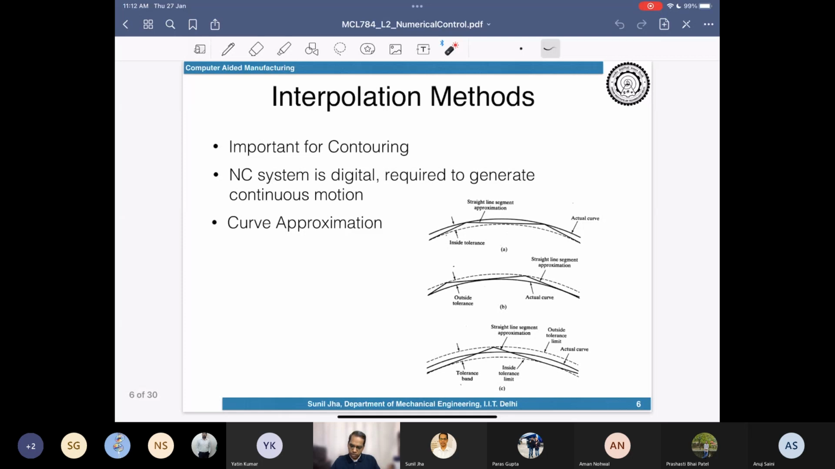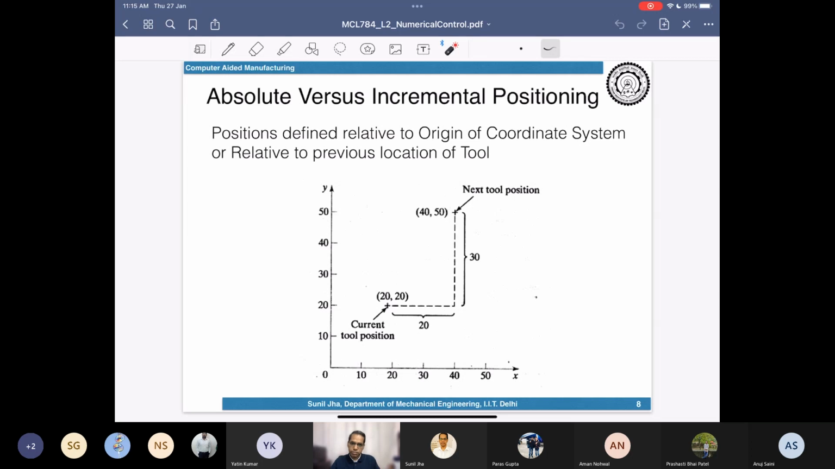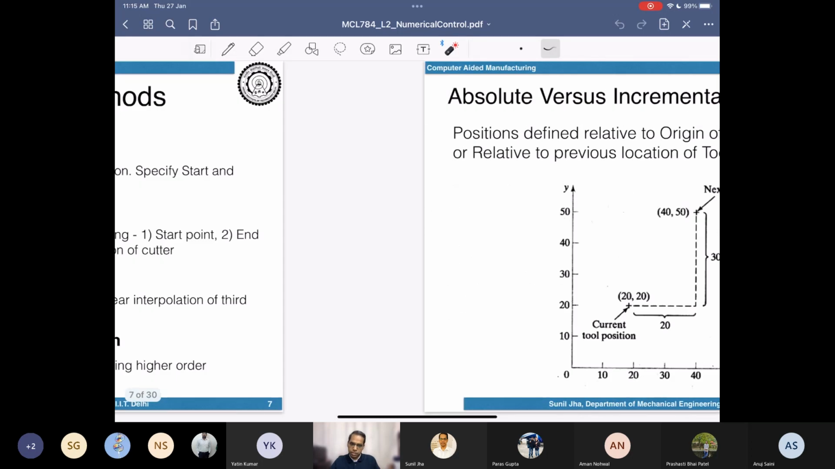Just a minute, something happened and the slide is not changing. Let me correct that. Are you able to see the slide changing on the screen? No, sir. Just a minute, let me stop there. Yeah, I think it is now visible. Yes.